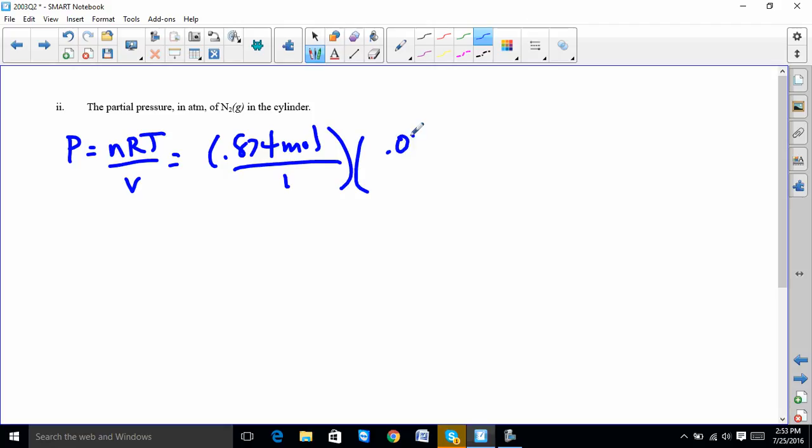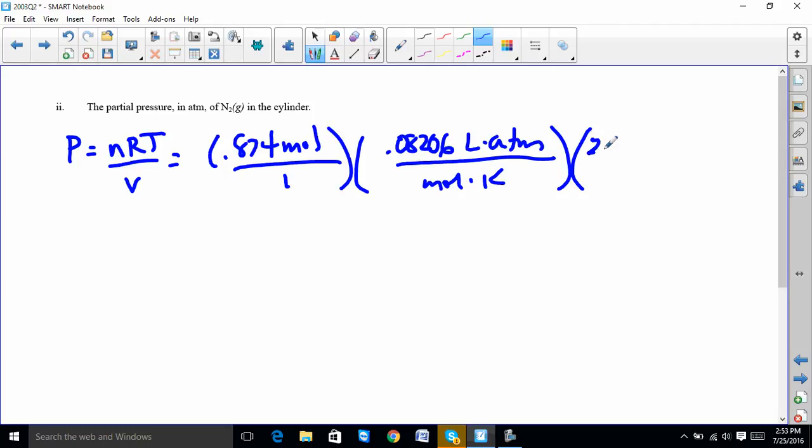R is 0.08206 liters atmospheres per mole K. In this problem, unlike part A, the temperature is 280 K, given with only two sig figs, not three, and then 5.00 liters.